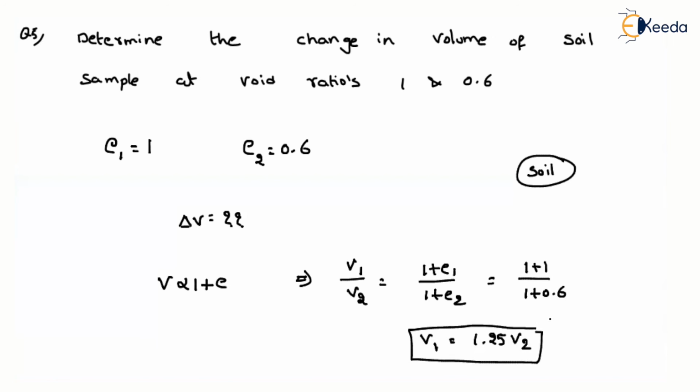But what I need, all I need, is the change in volume. So what is the change in volume? The change in volume, delta V, is final minus initial, or initial minus final, depending upon which one is larger. As V1 is larger, I can say V1 minus V2. Here it will be 1.25 times V2 minus V2. So if I solve this, it is 0.25 times V2.